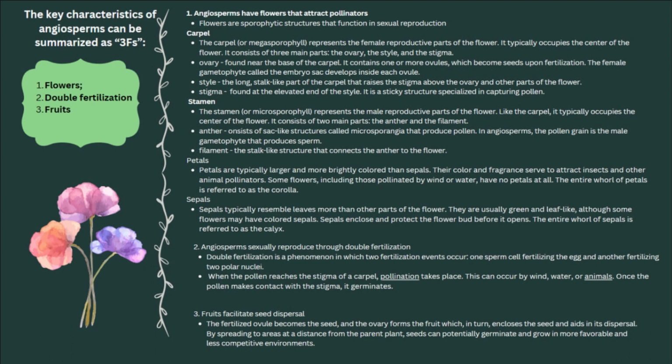And the last F is fruit, which facilitates seed dispersal. The fertilized ovule becomes the seed, and the ovary forms the fruit, which in turn encloses the seed and aids in its dispersal. By spreading to areas at a distance from the parent plant, seeds can potentially germinate and grow in more favorable and less competitive environments.